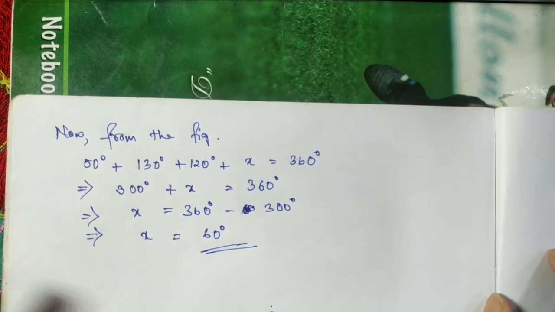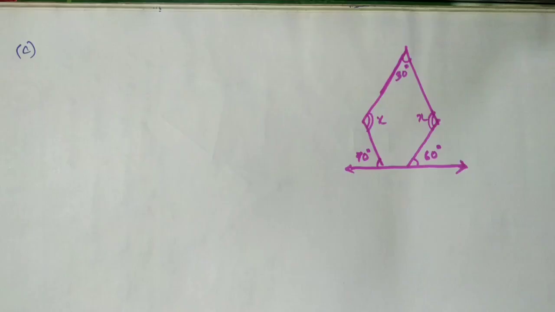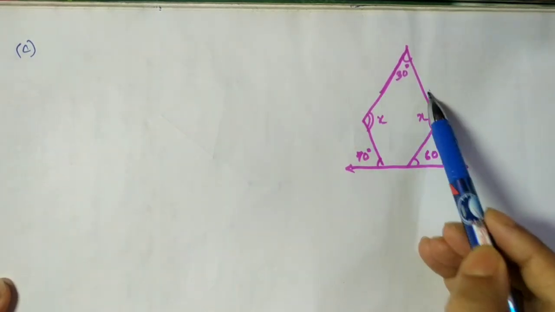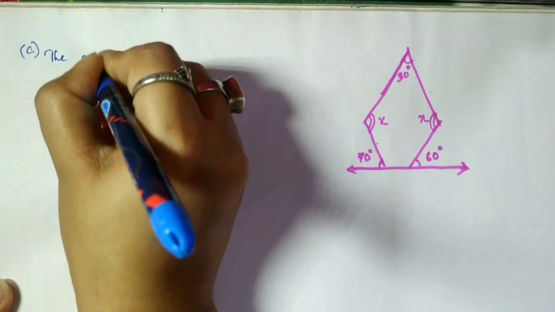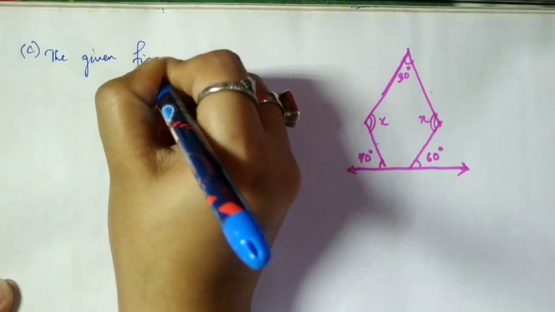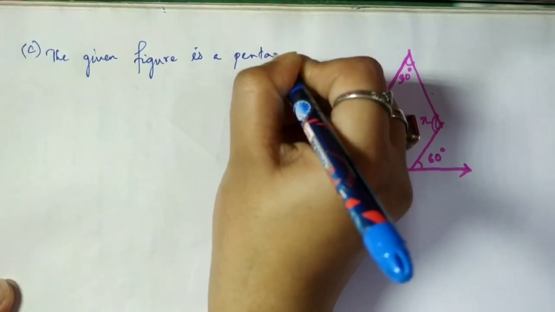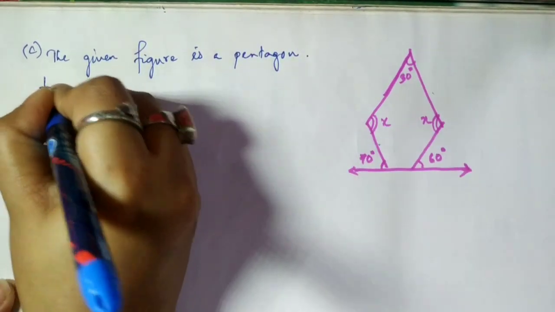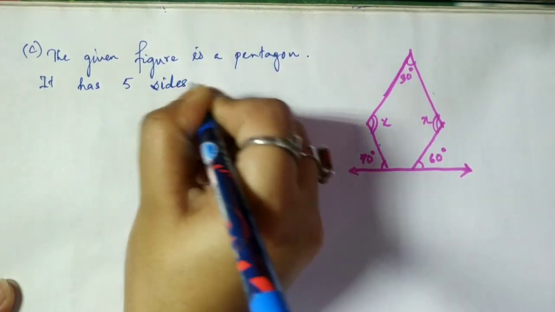Okay, so I'll show you one more, that is question number C. Let's do number C now. Now this is the figure given for question number C. Now see here, the given figure, how many sides it has? 1, 2, 3, 4 and 5. So the given figure is what? The given figure is a pentagon, right? Is a pentagon, and a pentagon has how many sides? It has 5 sides.